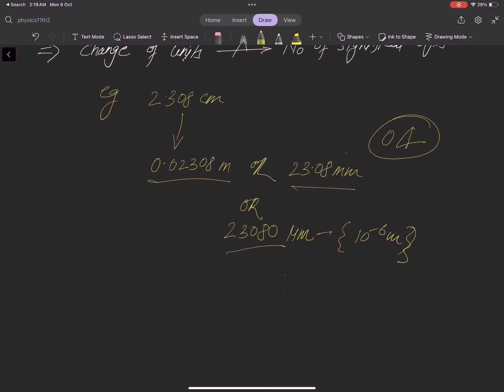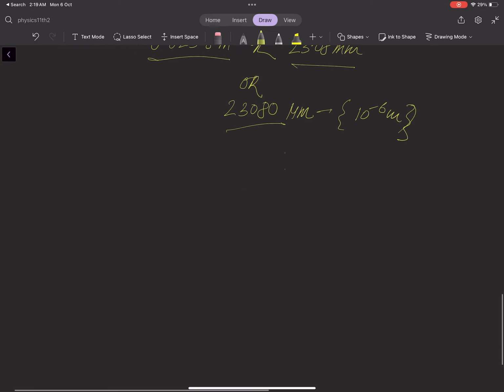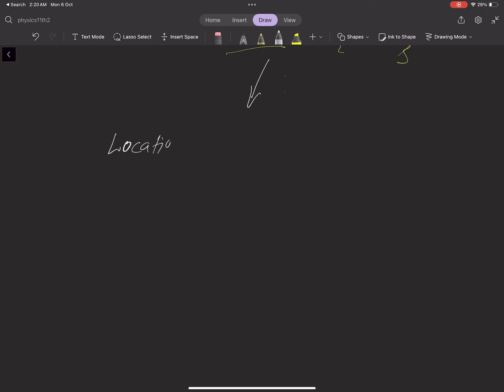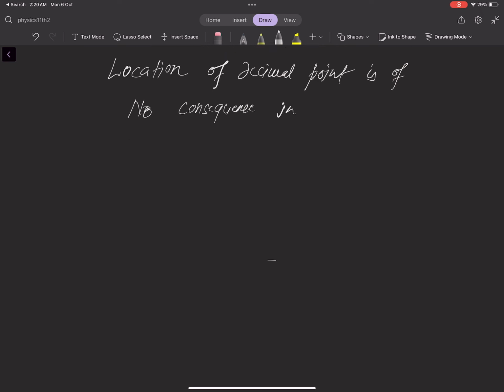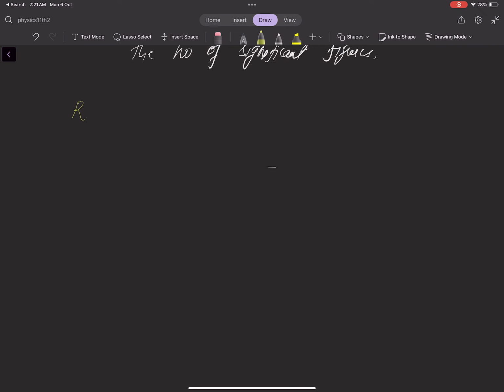This shows that the location of decimal point is of no consequence in determining the number of significant figures. So we can deduce that location of decimal point is irrelevant in determining number of significant figures. Now let us discuss the rules. The first rule is all the non-zero digits are significant.